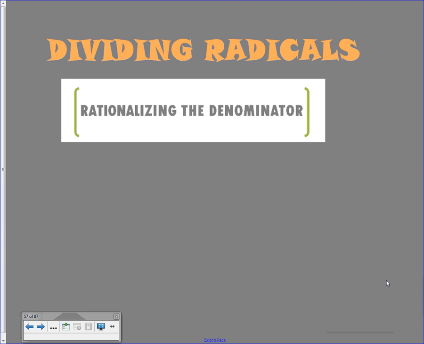Chapter 8, Section 6 is on dividing radicals, and today's process is called rationalizing the denominator. We need to do this when we have a fraction with the square root on the bottom. Mathematicians are weird, and they said that it's not okay to have the square root on the bottom. So we have a process so that we can get rid of that.